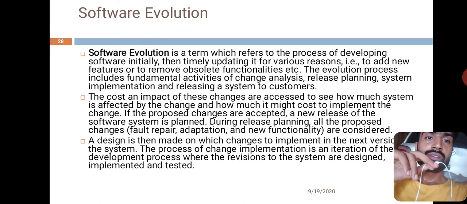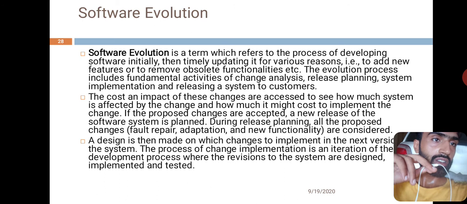Software evolution. Software evolution is a term which refers to the process of developing software initially, then timely updating it for various reasons, i.e., to add new features or to remove obsolete functionality, etc. The evolution process includes fundamental activities of change analysis, release planning, system implementation, and releasing a system to customers.